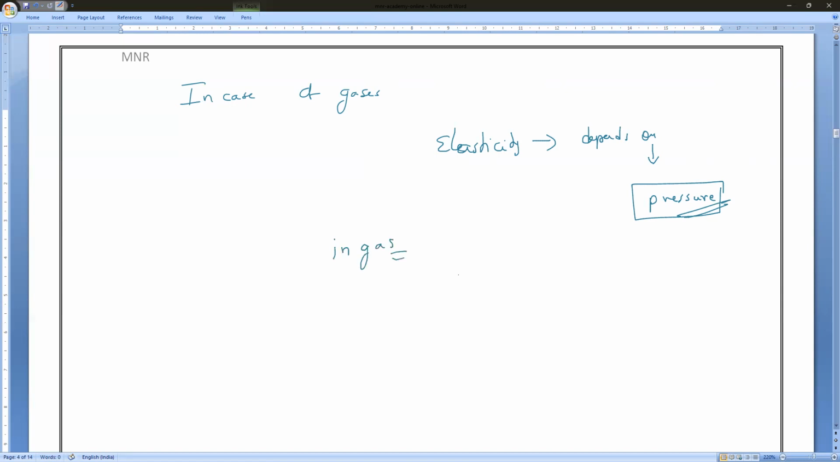In a gas, can you tell me what is the expression for velocity? Root over elasticity by density, and elasticity depends on pressure, so it will become root P by D. Is it okay, guys? Because it depends on pressure. In gases, elasticity depends on P.